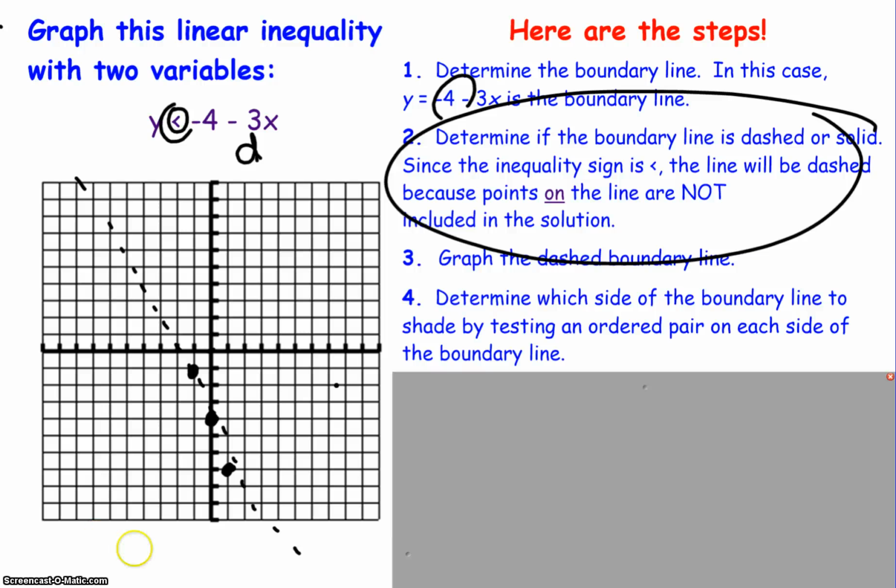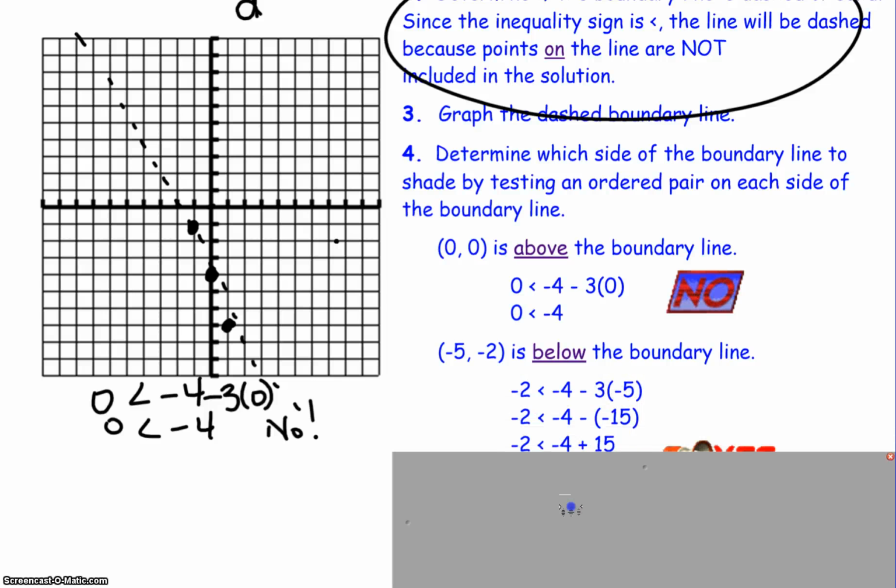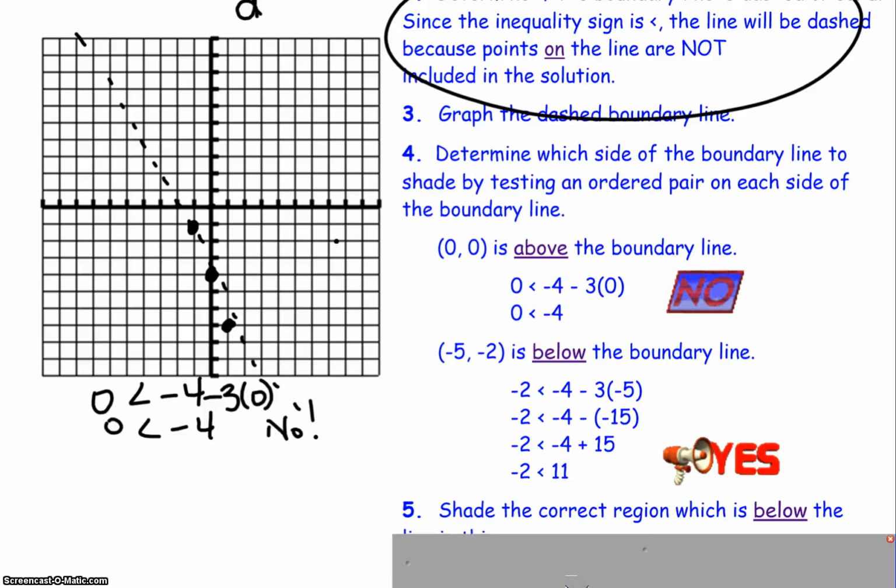So 0 is less than negative 4 minus 3 times 0. Is 0 less than, well, that would be negative 4. No. So (0, 0) does not work. So try (-5, -2). I'm going to show you the work here. Is negative 2 less than negative 4 minus 3 times negative 5, or 11? Yes. So we are going to shade (-5, -2) below the line. Okay?